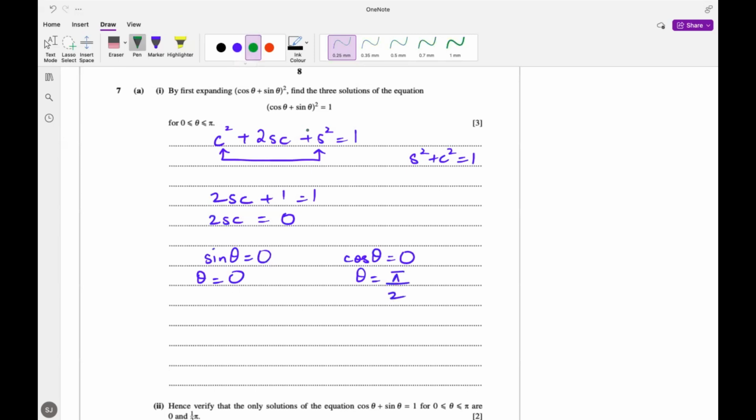Now from 0 to 180, as the limit is from 0 till pi, we know that if one of the answers for sine theta equals 0 is 0, another answer will be sine of pi, as sine of pi is also 0. So the three values of theta will be 0, pi upon 2, and pi.